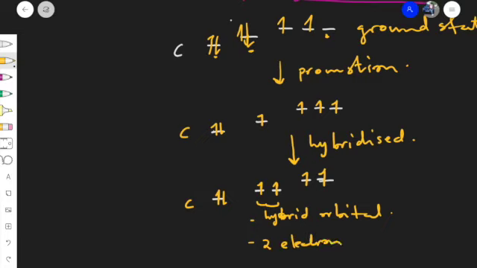So it means that there are going to be 2 electron directions, and because there are 2 electron directions, we are going to have a linear shape. The shape is going to be linear because we've got 2 electron directions, and therefore the angle is going to be 180 degrees. So this is what we have actually gleaned from this.